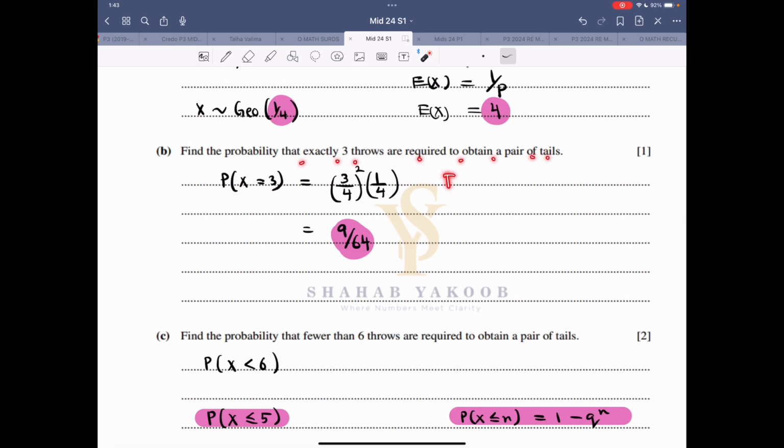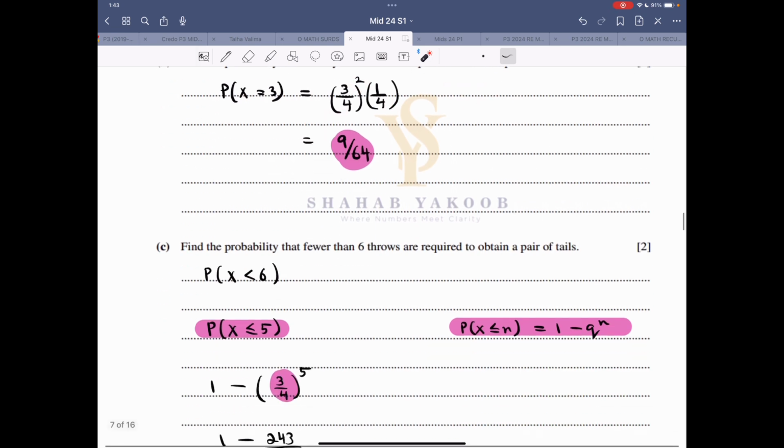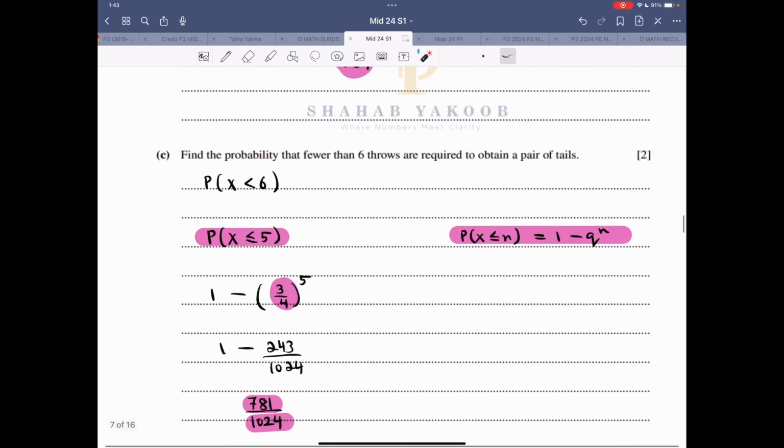That means the first 2 will be failure. The last one will be success. This is the probability of success. 2 failures, 3/4 times 3/4. That can be written as 3/4 squared. Leave the answer in fractions because fractions are exact.